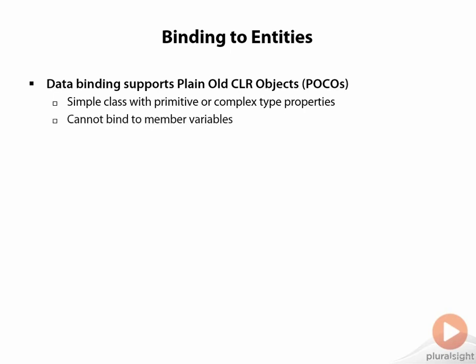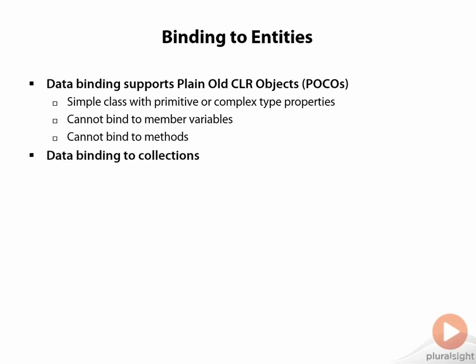Data binding does not support binding to member variables. You really shouldn't be exposing member variables publicly. They should be fully encapsulated. So the WPF framework team tried to prevent you from doing the wrong thing here and won't let you bind to your member variables. Likewise, bindings can't target methods, so you can't invoke a method through a binding. You can only call a property to get a value out of that property or to set a value in the case of two-way data binding.